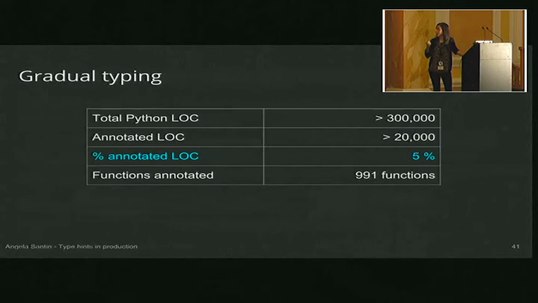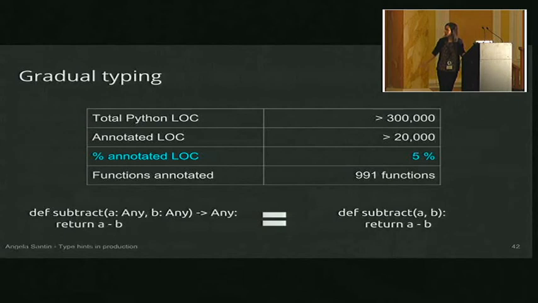So as I was saying, how much of our code have we actually annotated? Well, we have around 300,000 lines of Python code, and we've annotated 20,000, which is a lot. However, it's still only 5% of what we have, which is not a lot. And the reason we've been able to do that is because MyPy implements gradual typing, which is basically, if you've annotated your code, we will check for type errors.